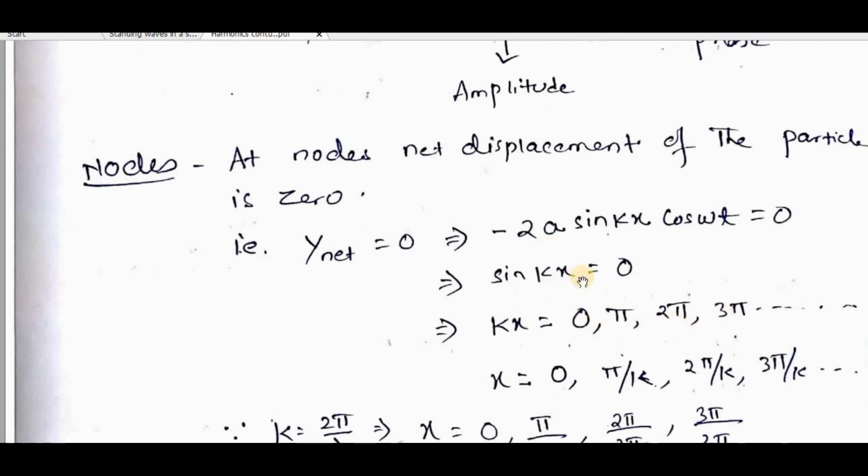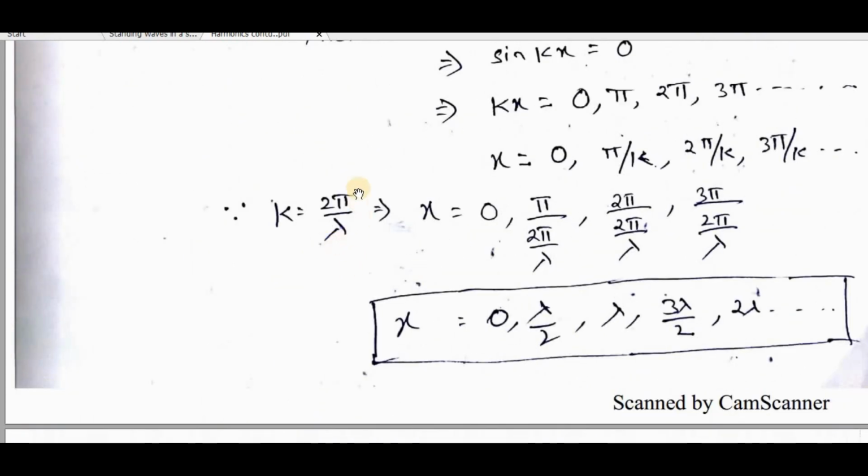When sin kx is equal to 0, then the value of kx will be 0, pi, twice pi, thrice pi, like this. So x equals 0, pi by k, 2 pi by k, 3 pi by k. In this way, if you put k equal to 2 pi by lambda, then the position of the nodes, x represents the position of the nodes, x equals 0. In place of k, I am writing 2 pi by lambda. In place of k, again 2 pi by lambda, like this. So in this way, x is equal to 0, lambda by 2, lambda, 3 lambda by 2, 2 lambda. So these are the positions of the nodes.